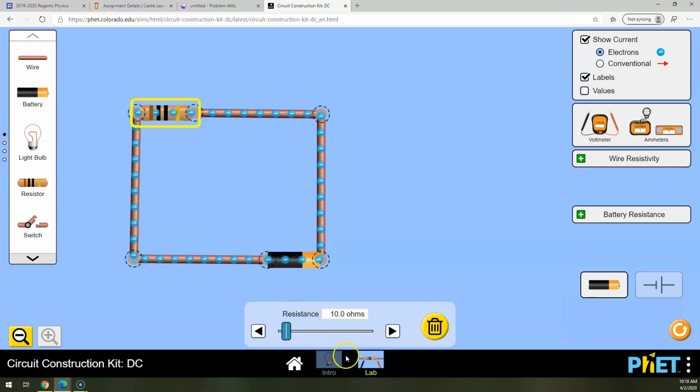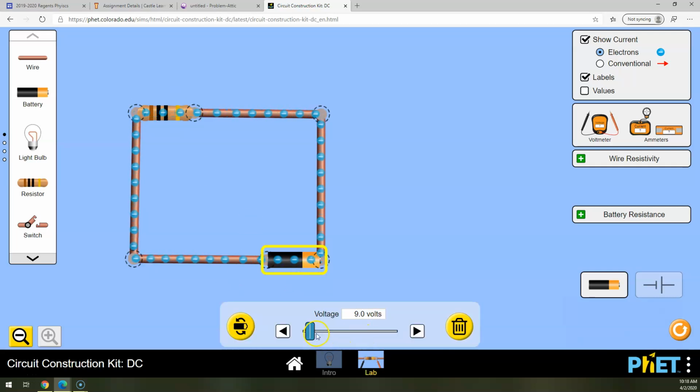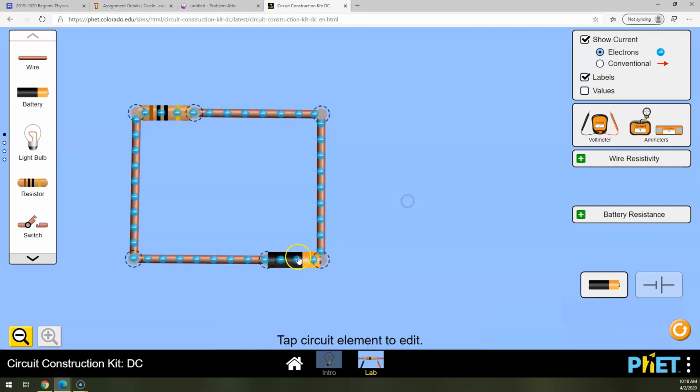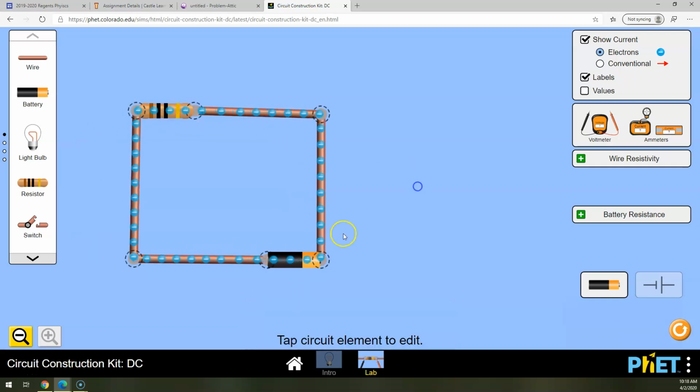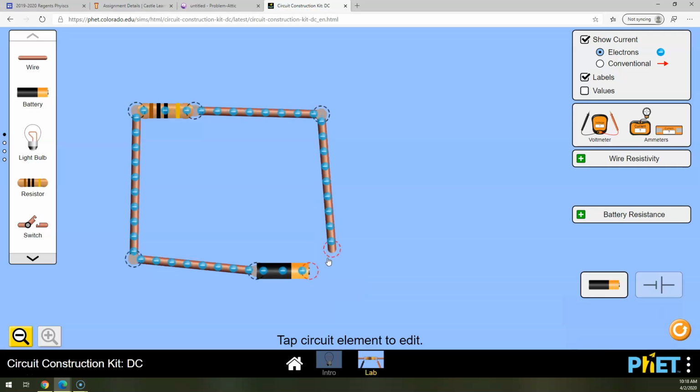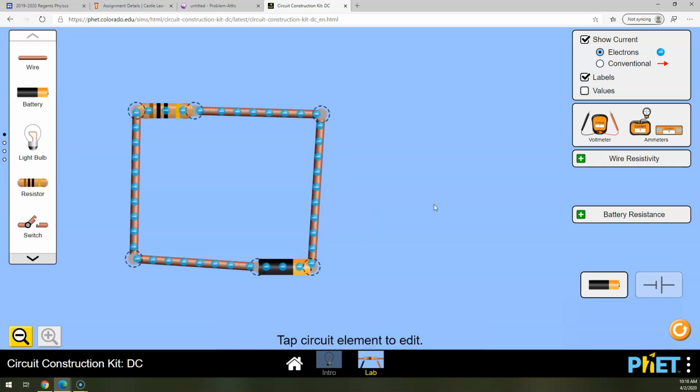Let's change this to, I don't know, let's change it to 12 volts. We've got a 12 volt battery. We've got a 10 ohm resistor. We've got current flowing around because the circuit is closed. If I break this, the circuit is open and nothing can flow. So first, let's just take a look at how we draw that.